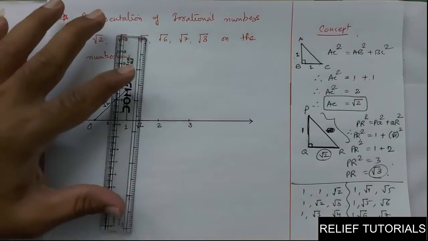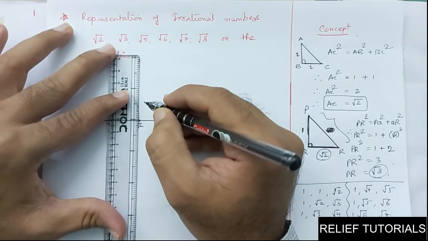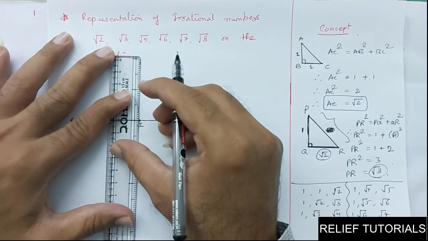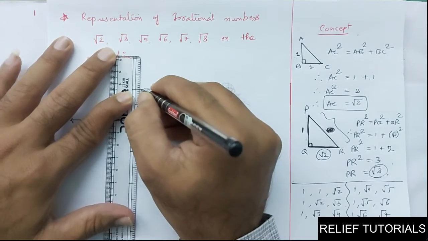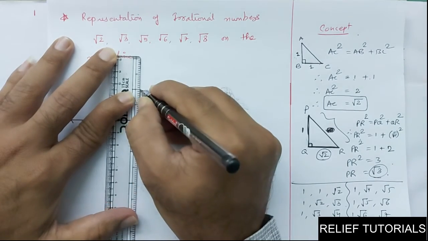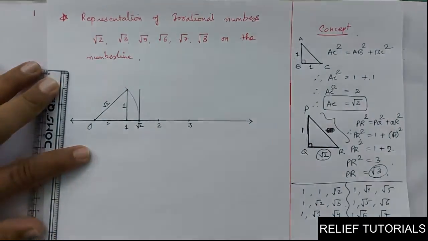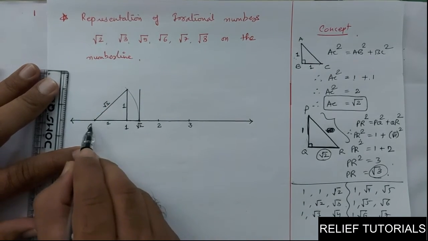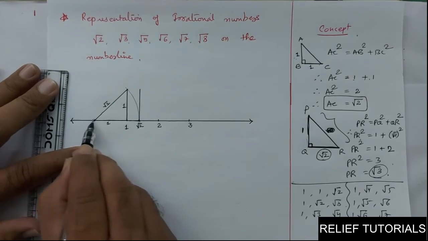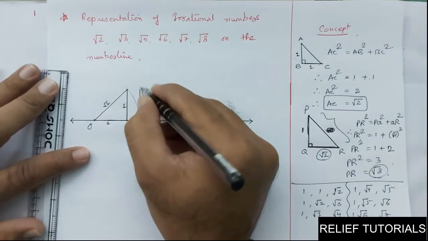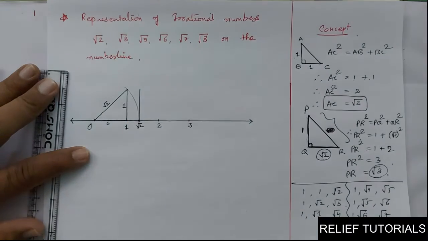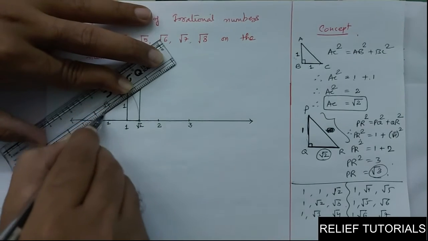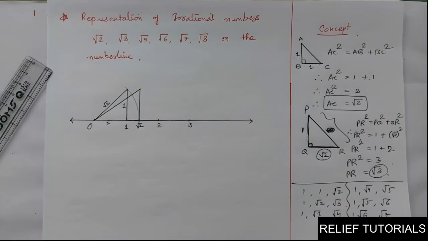Now if I draw again one perpendicular line of exactly 1 each, please be careful. This is again 1 each. So this length from 0 to root 2 is root 2 already. This is 1, this is 1 already. Now if you join the hypotenuse, what would be its length?